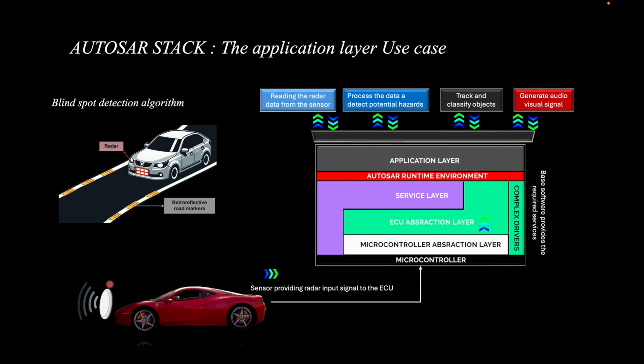So suppose you have a radar sensor over here and that is detecting objects, and basically when it detects some object, it sends some signal to the ECU.